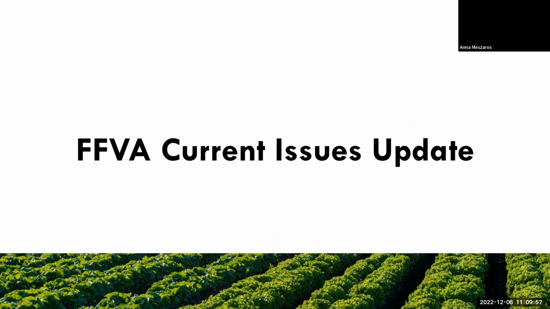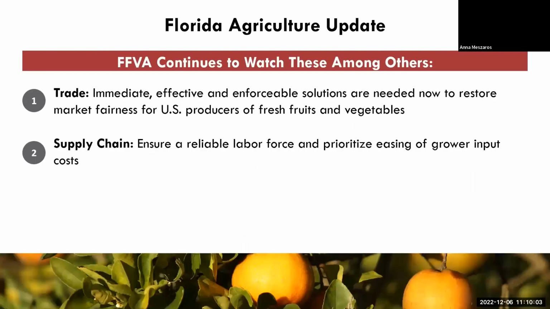Last thing I want to talk about, and I have no idea how I'm doing on time. Okay. It's just an FFEA current issues update. There are so many issues that FFEA is watching right now, but in my role in the supply chain and in the commodity services world, trade and supply chain are the two that we're talking about every single day. Our tagline on trade is that we need immediate, effective, and enforceable solutions to restore market fairness for U.S. producers of fresh fruits and vegetables.